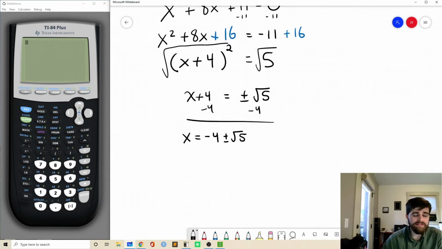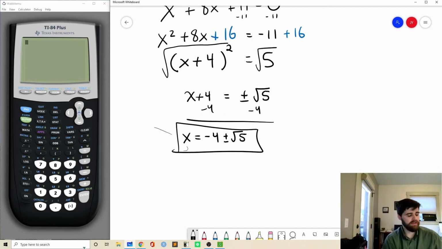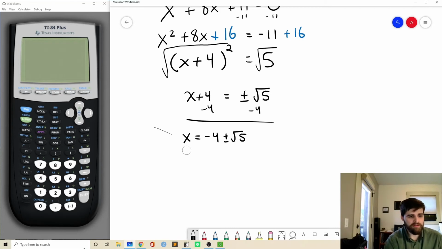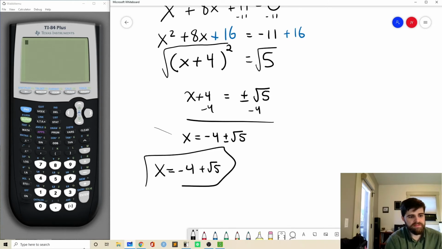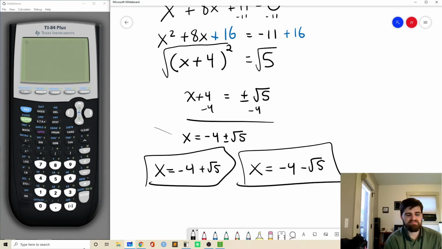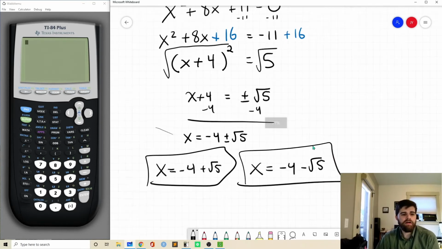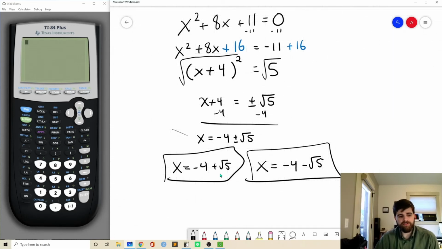And again, we can just leave it like this. This is a perfectly acceptable way to write your answers. Or if we want to be a little more clear, we could write it as two separate answers. So x is this, or x is this. Either way works.